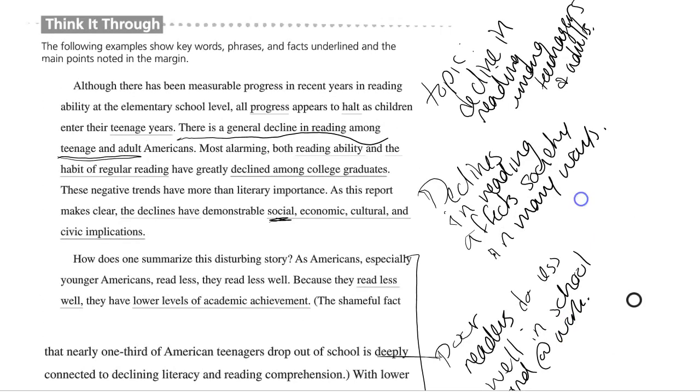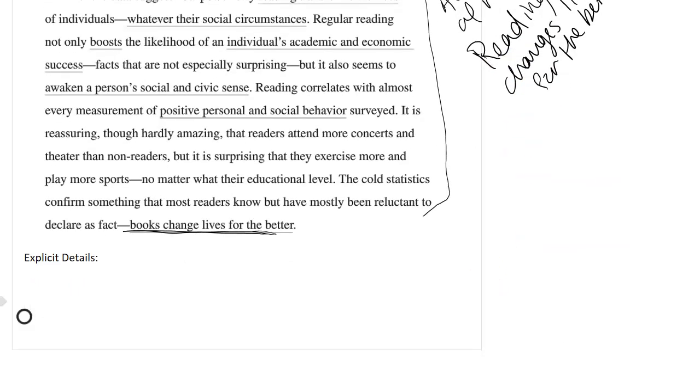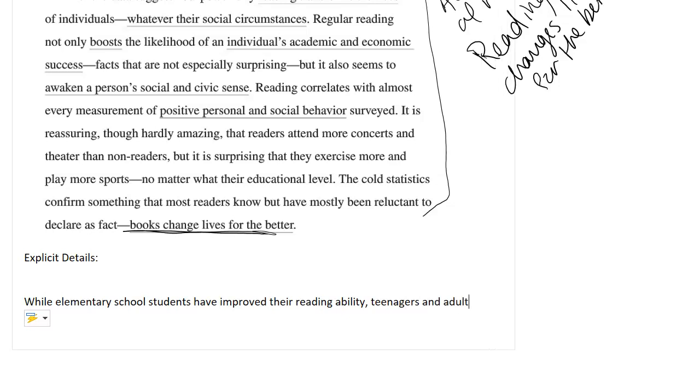So we started off with the opening where we identified the topic as the decline in reading among teenagers and adults. But we also noticed that just because the teenagers and adults are declining in reading, we actually see an increase in recent years in elementary school students. So I'm going to go ahead and collect that idea at the bottom. So while elementary school students have improved their reading ability, teenagers and adults have actually declined.